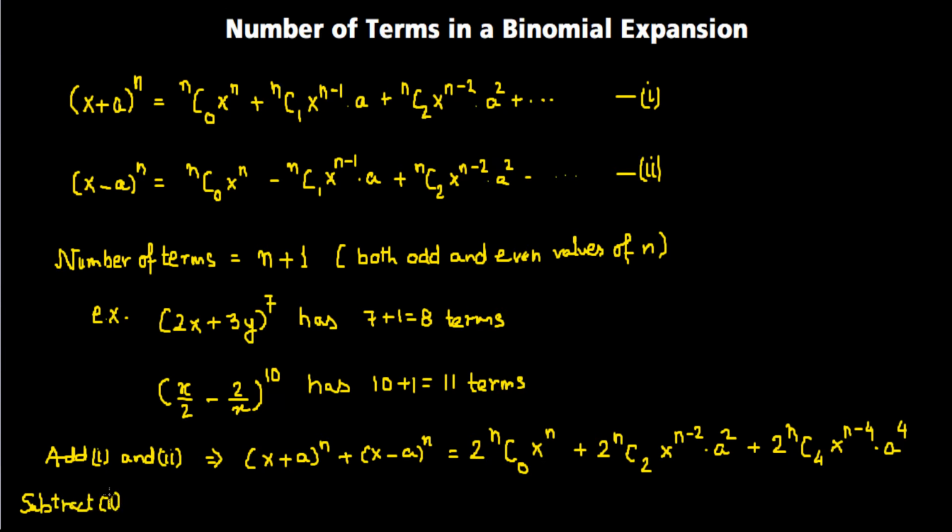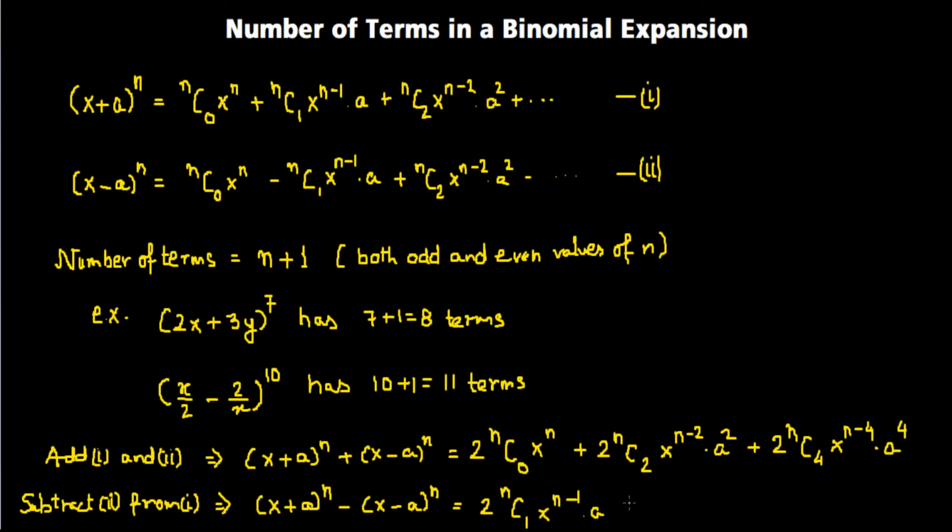Okay, now what we're going to do is subtract 2 from 1. So when we do that, what we get is (x + a)^n minus (x - a)^n. Now the first term will get cancelled out. The second term, which is nC1 x^(n-1) times a in equation 1, minus nC1 x^(n-1) times a in the second equation, should give us 2 times nC1 x^(n-1) times a.